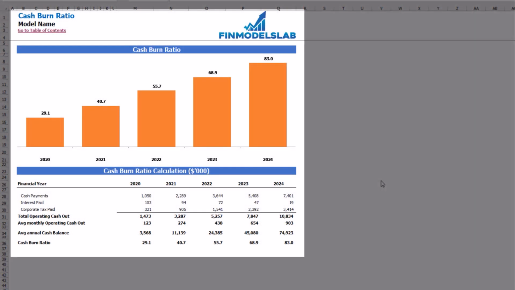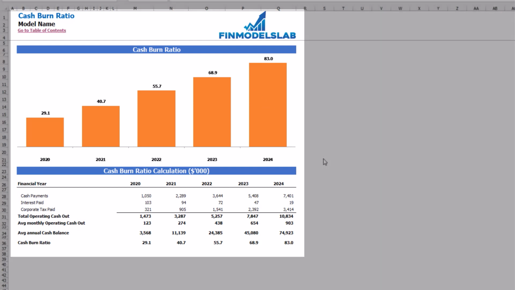On the burn tab you can find the calculation of cash burn ratio, which consists of average burn amount across the year, average annual cash balance and calculation of cash burn ratio. On the charts above you can also see the cash burn ratio by years.